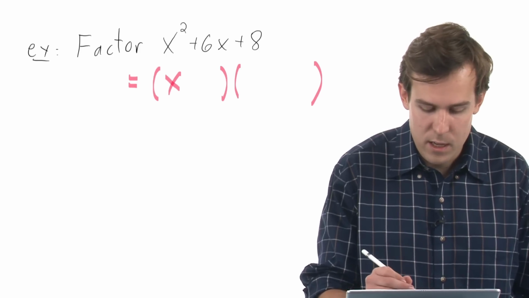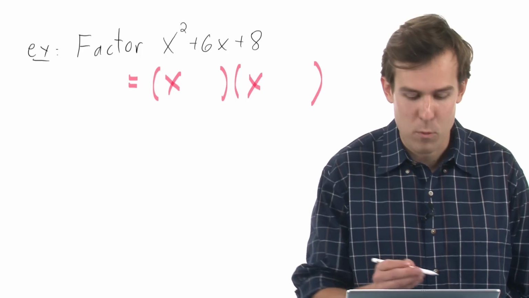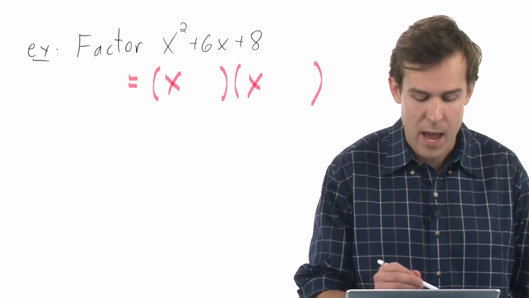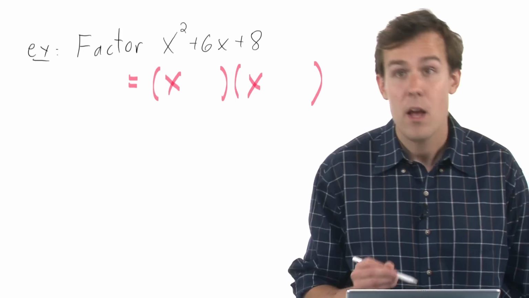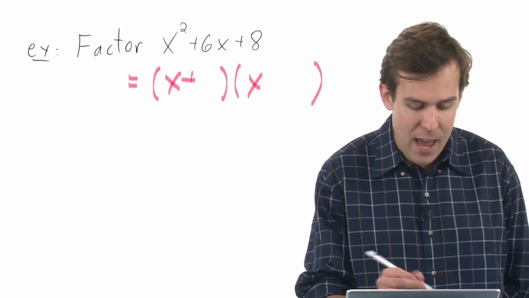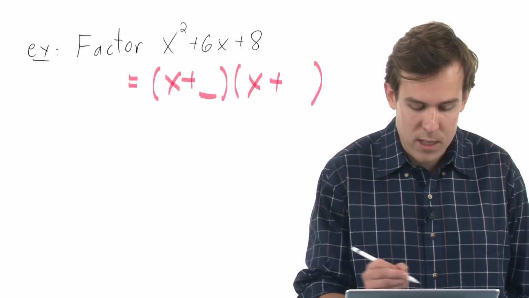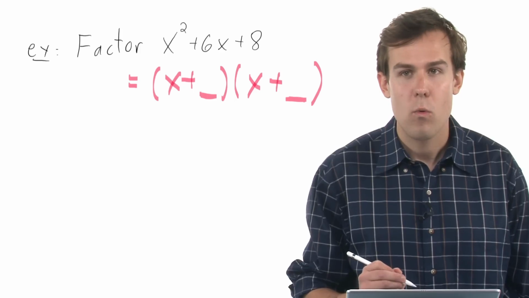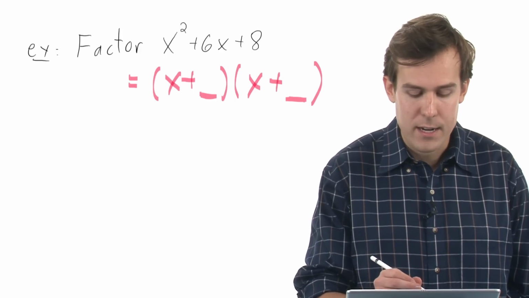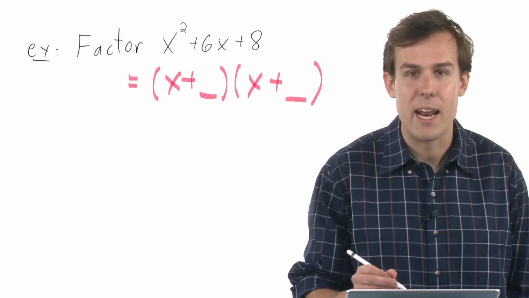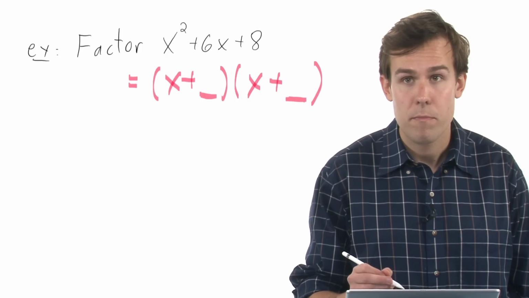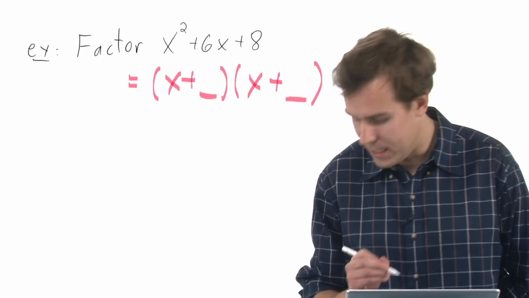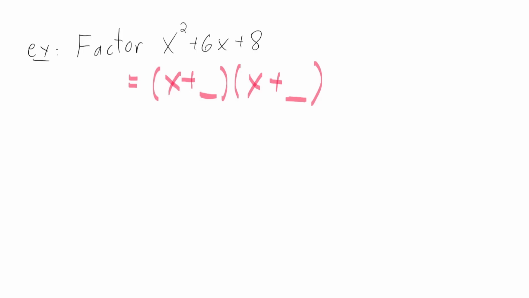I'm going to put x here and here, and this makes sense because I want to end up with x squared at the end. X times x will give me the x squared. Now, choosing what goes in these spots is a bit harder. Well, what do I need to put here? I need to have numbers so that when I multiply them, I get 8. And when I add them, I get 6.